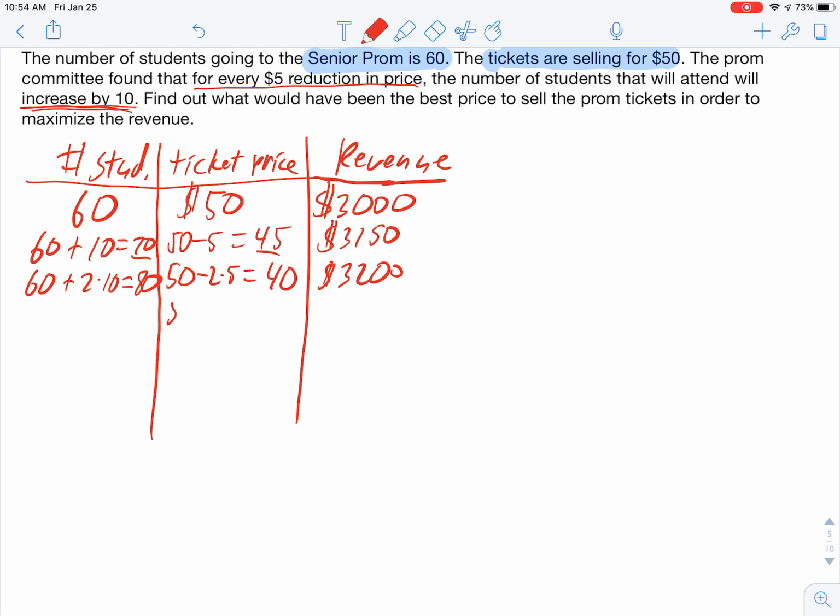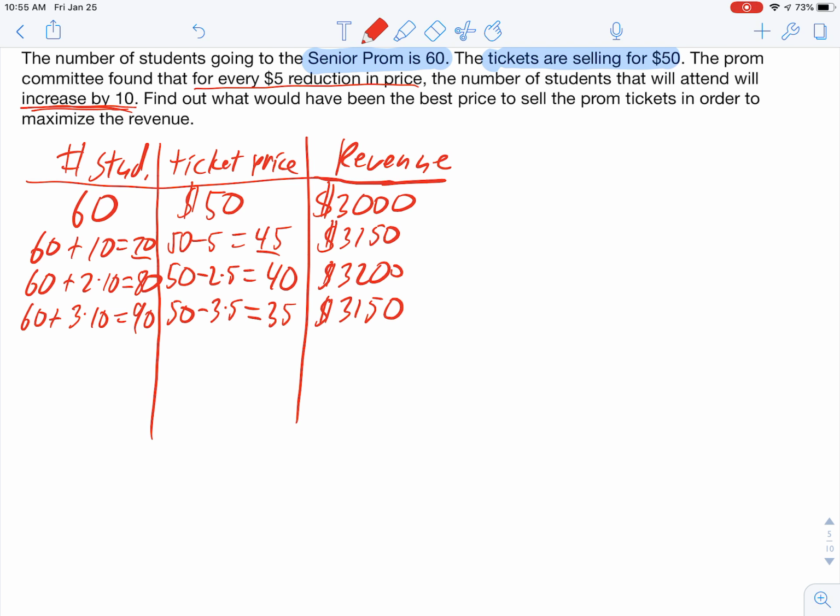So let's keep going. Now let's say I decrease the price 3 times. So I decreased it by $5 3 times. So now I'll have decreased it by 15, which will make the new price $35. But again, the committee says we'll have yet another 10 students buying tickets. So 3 groups of 10 students buying tickets. So now we're up to 90 students. And let's see what the revenue is then. If I do 90 times 35, the revenue is now 3,150.